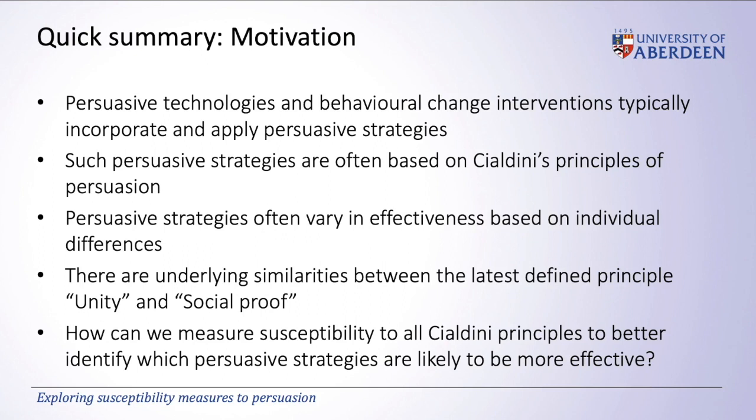Recently, Cialdini defined the seventh principle, unity, which has some underlying similarities to the previously defined principle of social proof. So the main question we are asking in this work is how can we measure susceptibility to all Cialdini principles to better identify which persuasive strategies are likely to be the most effective.